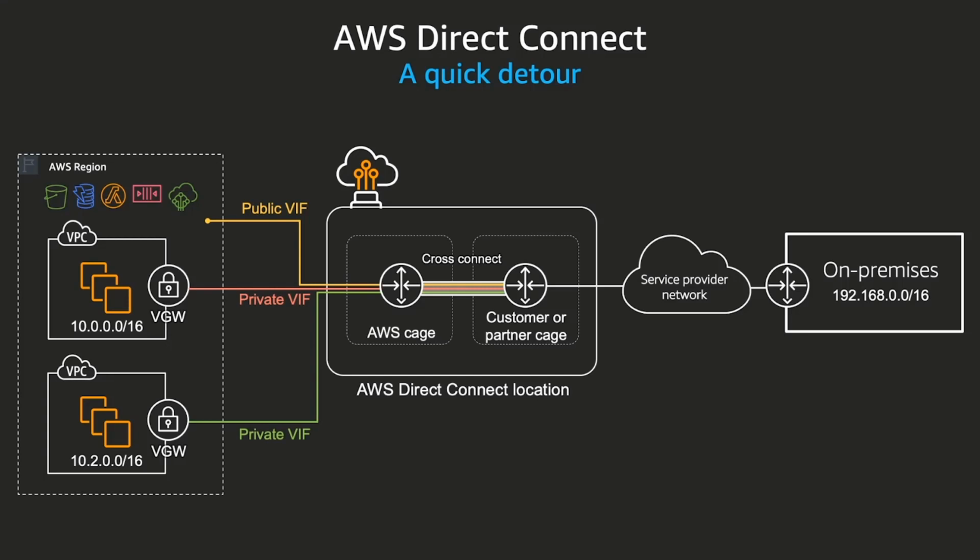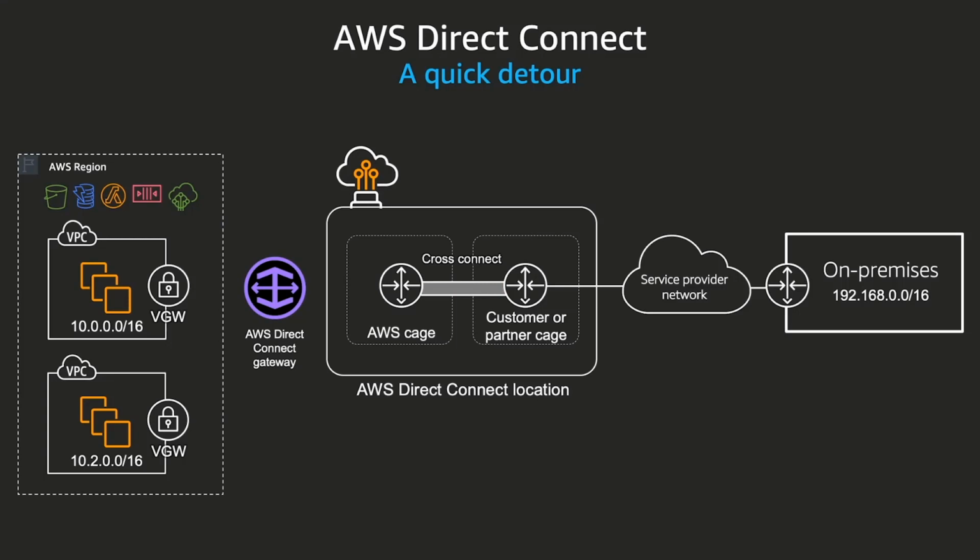We can have up to 50 private or public virtual interfaces. What we generally see is customers having one or two public virtual interfaces and then many others, up to 48 or 49 private virtual interfaces connected to 48 or 49 VPCs. Each one of these private virtual interfaces has a BGP session back to the customer or partner device.